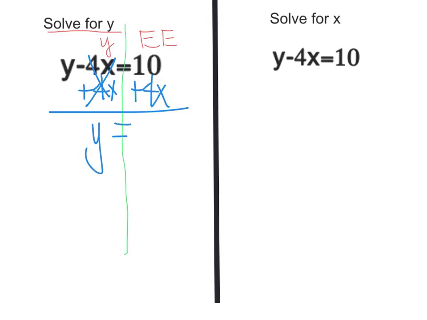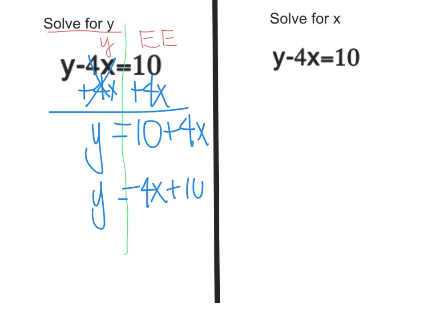On the right side over here, I can't combine 10 and 4x because 10 is by itself. It's a constant. 4x has a variable with it, so I'm just going to rewrite it as 10 plus 4x, or I could rewrite it as 4x plus 10.